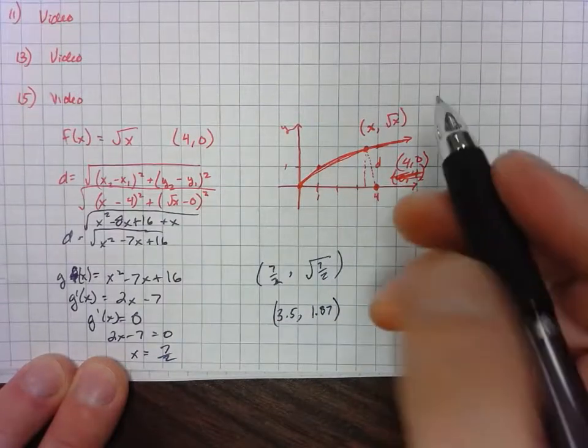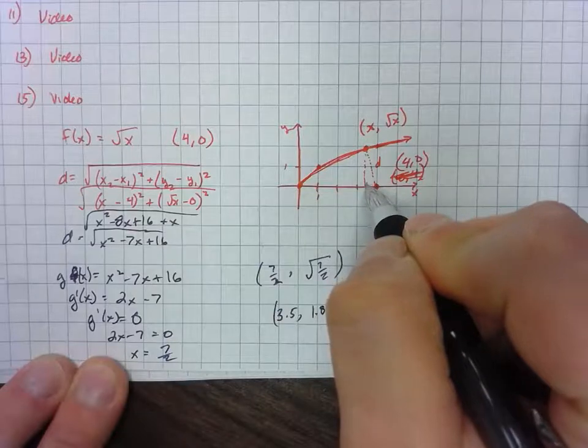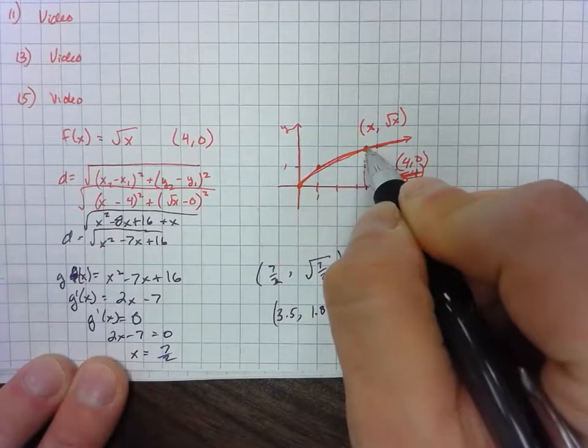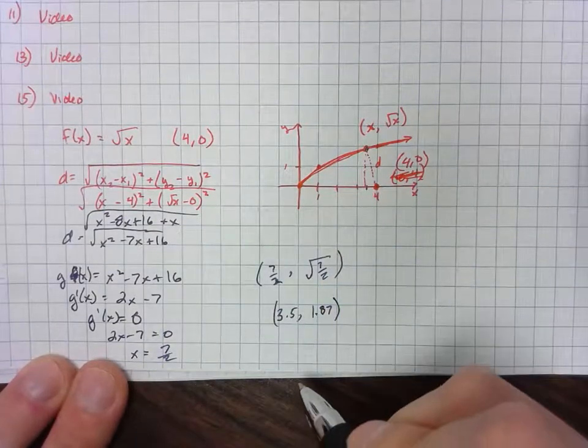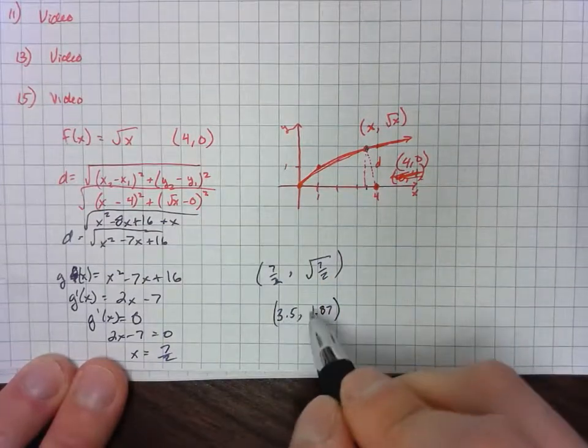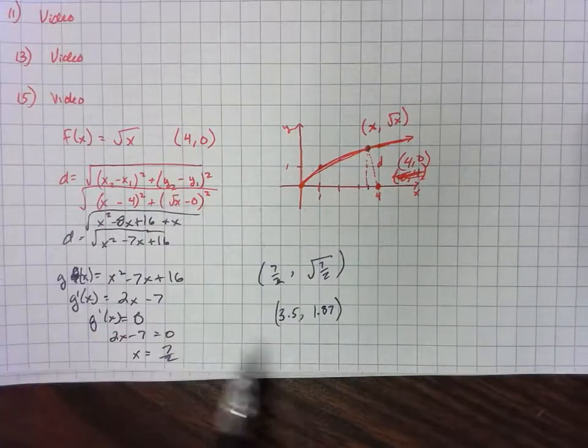Let's find that on our graph. Does that make sense? 3.5 is about right here, and then 1.87 is right there. And that would minimize the distance right there. Plugging this back into the distance formula will give us the smallest minimum distance.